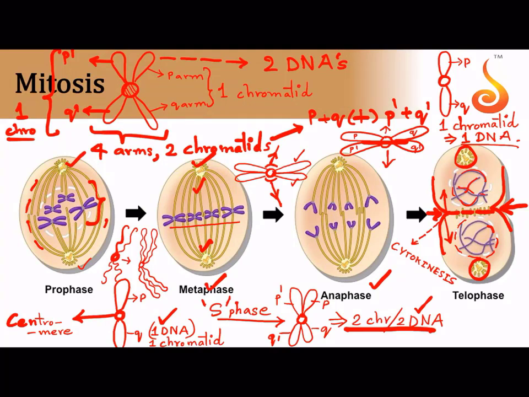This is called cleavage or furrow formation. In plants it happens through a process referred to as cell plate formation. Please remember, in animals it is cleavage or furrow formation. In plants it is phragmoplast and cell plate formation.